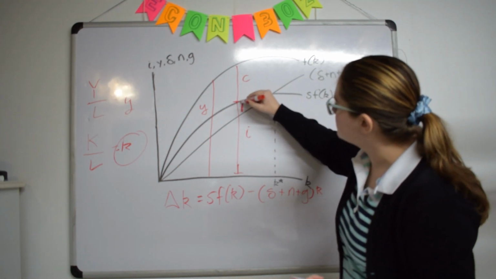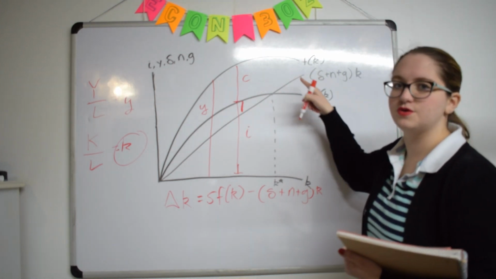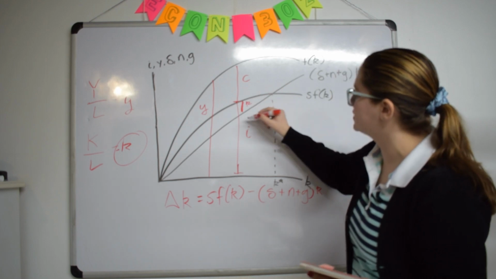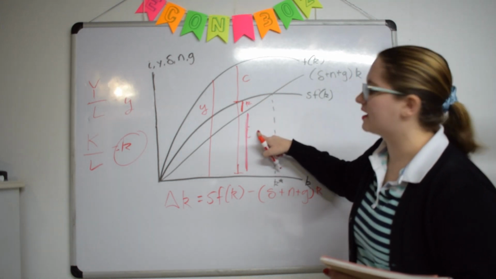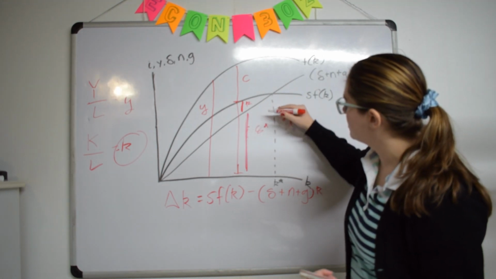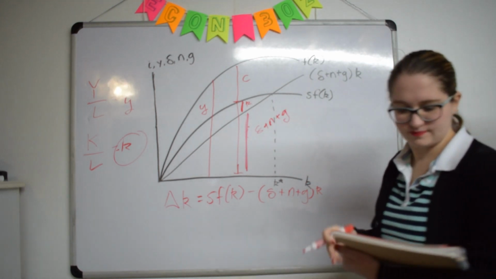If it is above the spending line, we're going to spend this money on capital. If it is below the spending line, we're going to spend this money on depreciation, population changes, and tech growth.